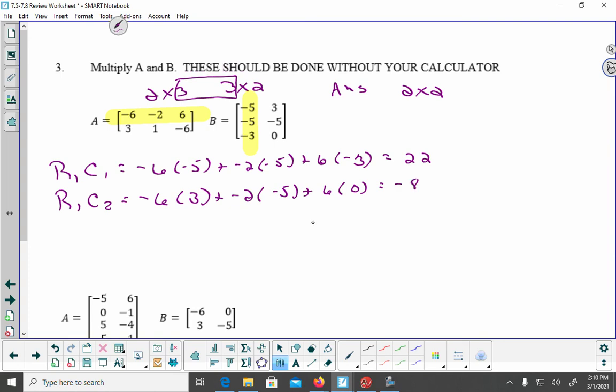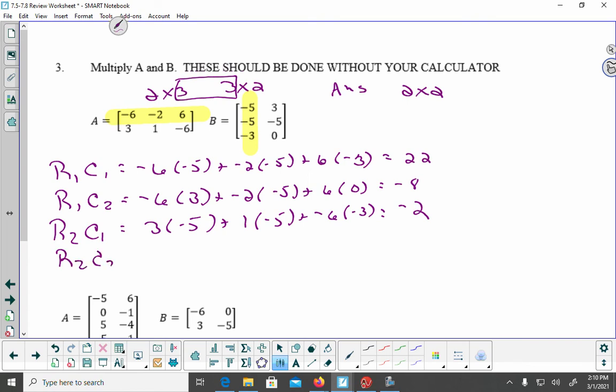Row 1 has been multiplied by both columns, so now I'm going to go down to row 2 and start with column 1. So I'm going to have 3 times negative 5 plus 1 times negative 5 plus negative 6 times negative 3, and that's going to be negative 15 minus 5 plus 18, and that's going to be negative 2. And then finally, row 2, column 2 will be 3 times 3 plus 1 times negative 5 plus negative 6 times 0. And so I'm going to have 9 plus negative 5, which will be positive 4.